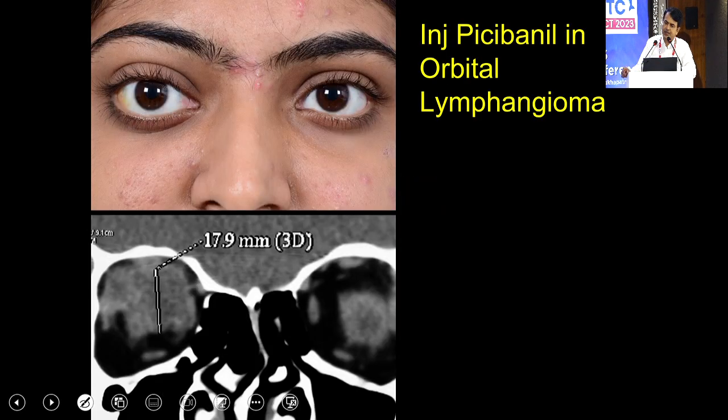Injections, of course, have been overemphasized recently. There are drugs available for lymphangioma. There are many drugs including tetracycline, but picibanil and bleomycin are currently preferred. Picibanil is a very gentle drug for the optic nerve, that is why it is preferred. Bleomycin is good enough. Now this is a young lady who comes with unilateral proptosis.